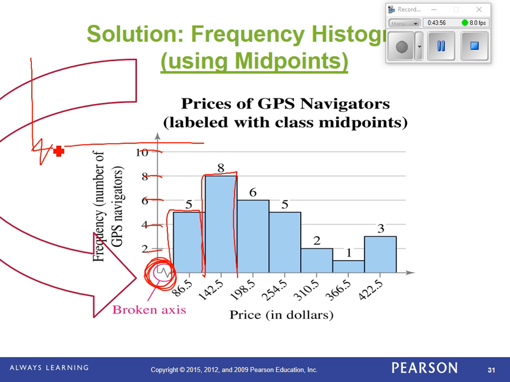What's something that we can tell from this histogram? Most of them are priced at... All right, so most of them, the highest number is about $142.50, right? Or the price range that has the most in it is that. What else can we tell from this histogram?